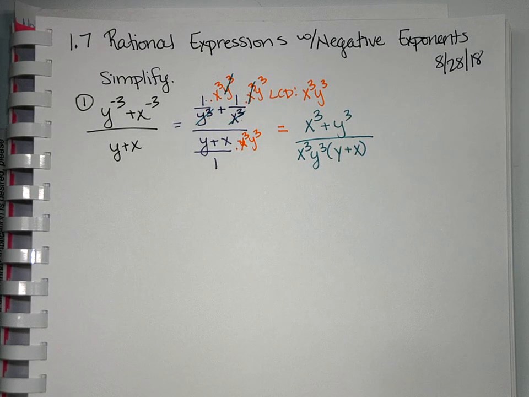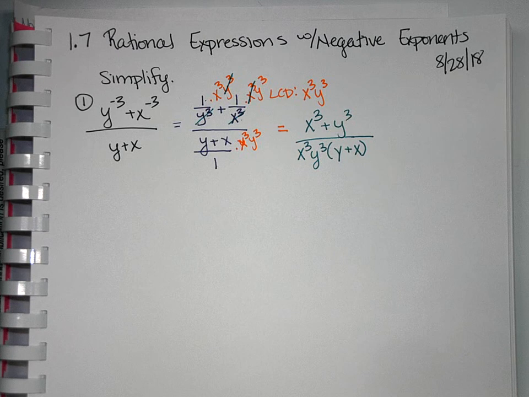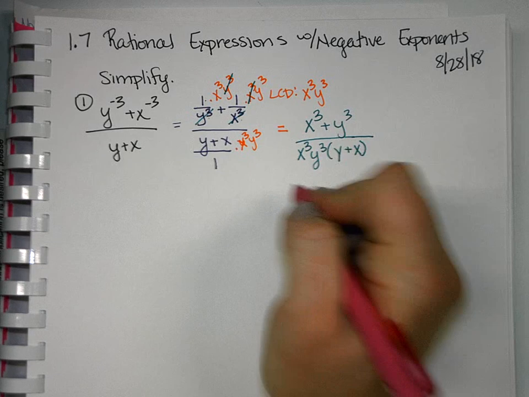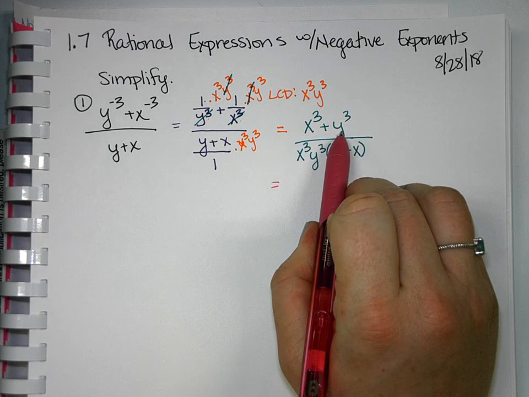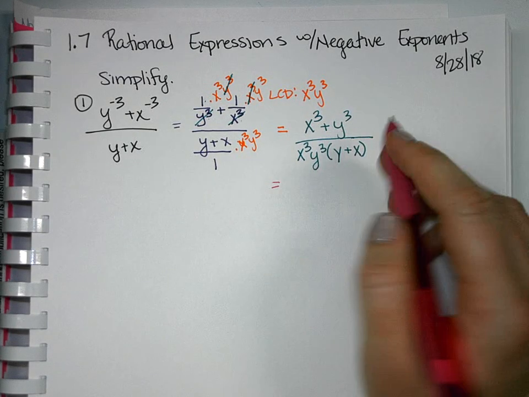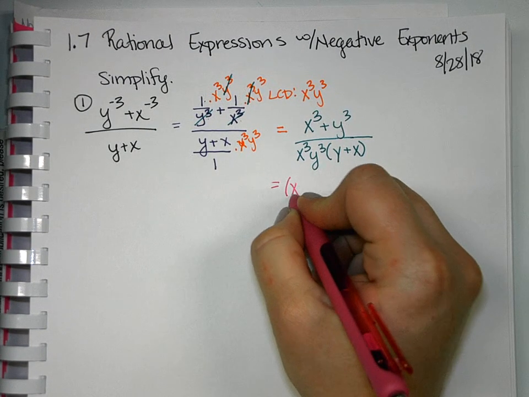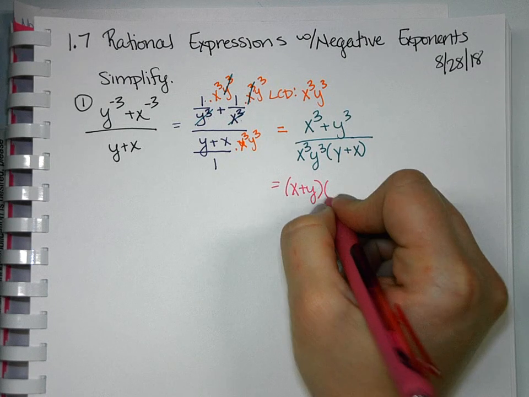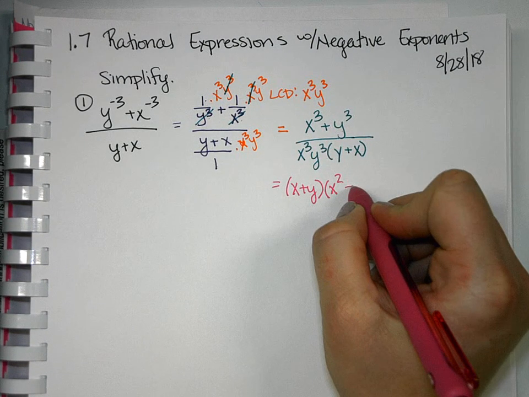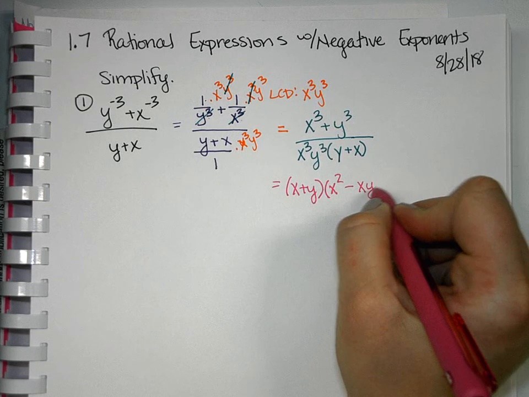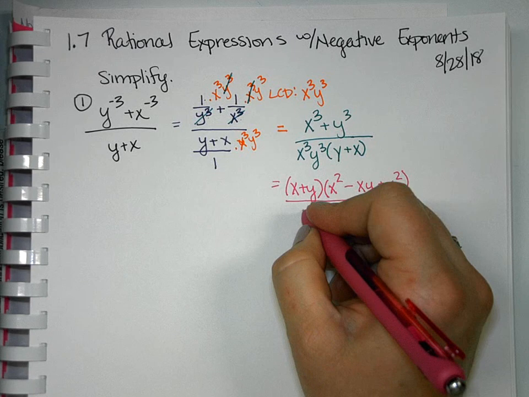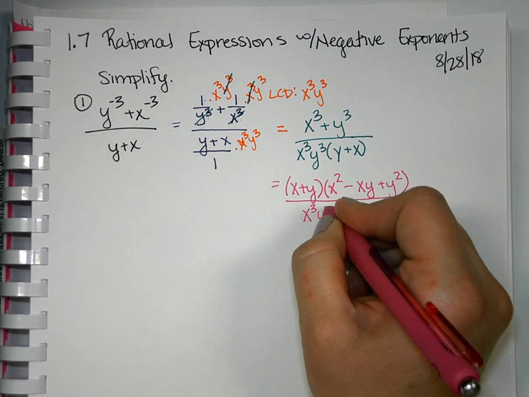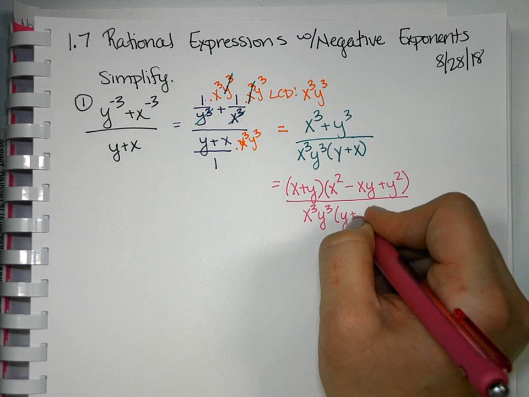Now that we've got just an expression on top, an expression on bottom, no negatives, I'm going to try to factor what I can. So my numerator, I notice, is a difference of cubes. So I'm going to SOAP the numerator. So that'll be x plus y, and then x squared minus xy plus y squared. And then on the bottom, I'll still have my x to the third, y to the third, and my y plus x.